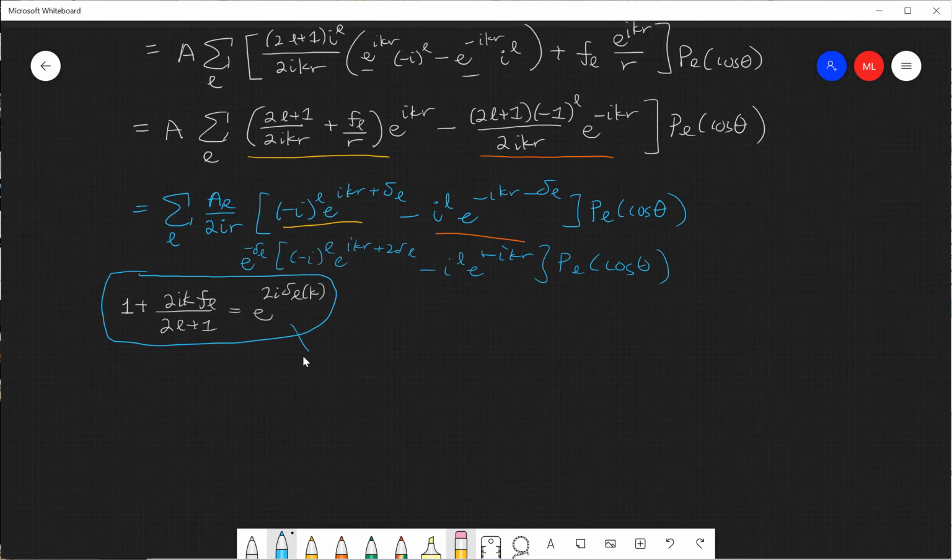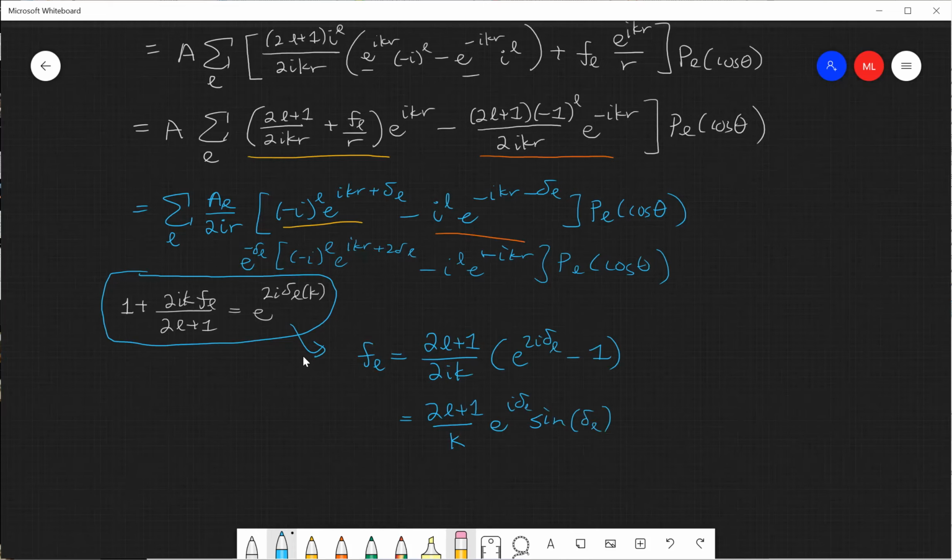So if we rewrite this, f_L is equal to (2L plus 1) over 2iK, times e to the 2i delta_L (the phase shifts) minus 1, or (2L plus 1) over K, and then we can factor out an e to the i delta, and then the rest of it becomes a sine of delta_L.